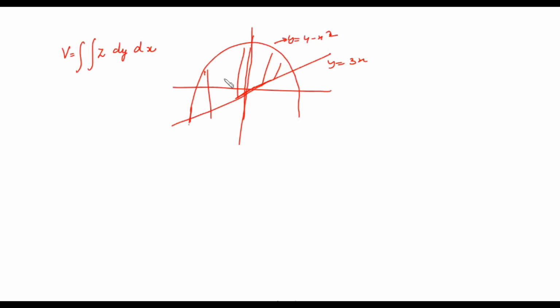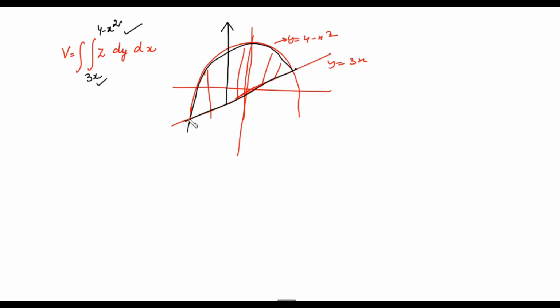Now just see, if you take a parallel line to y axis, it always varies from this line to this surface. Here the value of y is 3x and here the value of y is 4 minus x square. So the limits for y will be 3x to 4 minus x square. Now we want to find out the minimum value of x and max value of x.